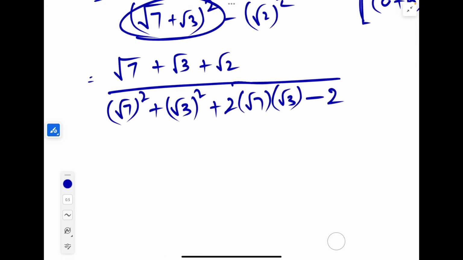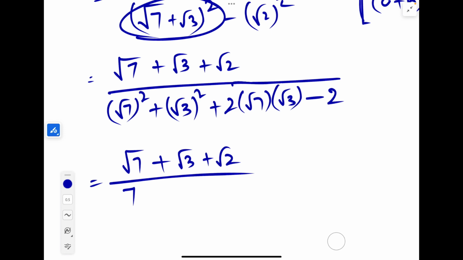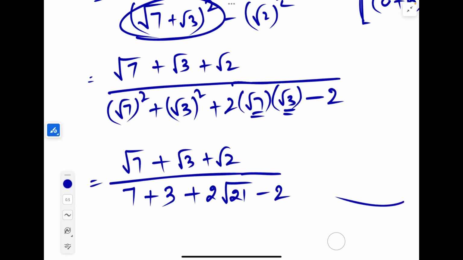Okay, so now let us simplify. Root 7 plus root 3 plus root 2 by root 7 square is 7, root 3 square is 3, plus 2 into root 7 into root 3 is 2 root 21, minus 2. Children, before we proceed, let us understand some basic things.